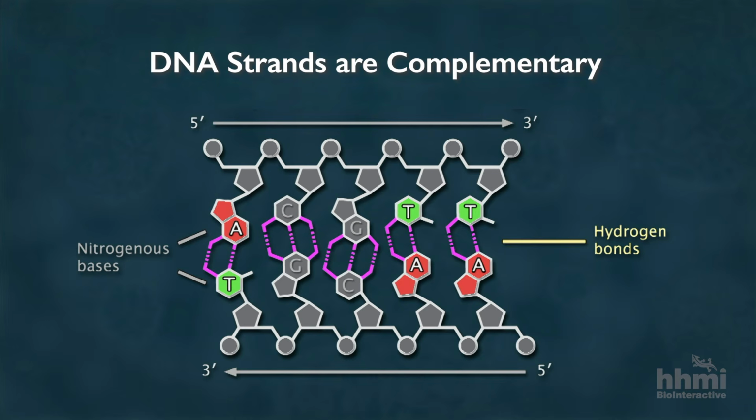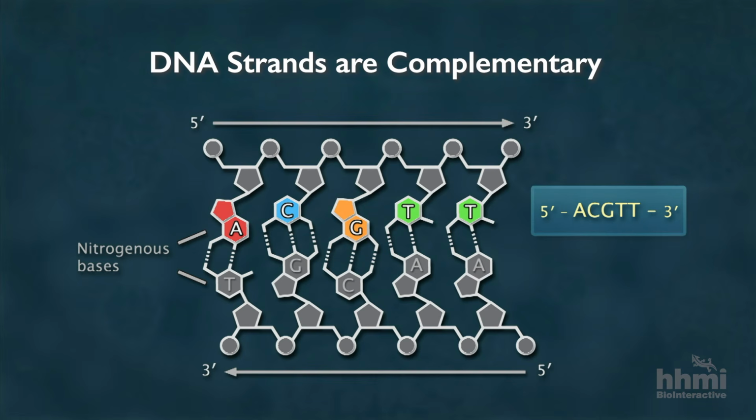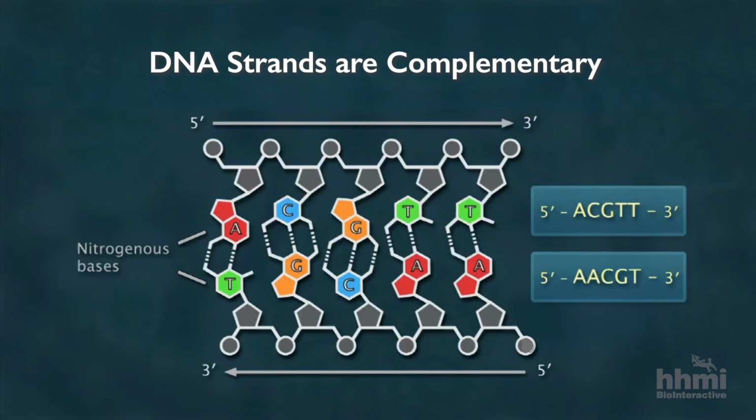If you know the sequence of nucleotides on one strand, you can figure out the sequence of the other strand by knowing which bases are complementary. For example, this top strand has the sequence A, C, G, T, T when read in the 5' to 3' direction. And the bottom strand has the sequence A, C, G, T when read in the 5' to 3' direction. The bottom sequence is made of bases complementary to those in the top sequence, but in the reverse order.